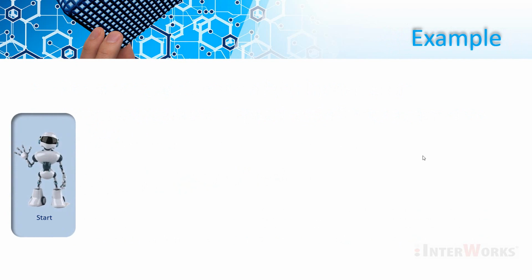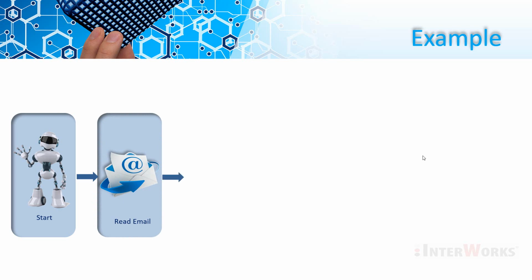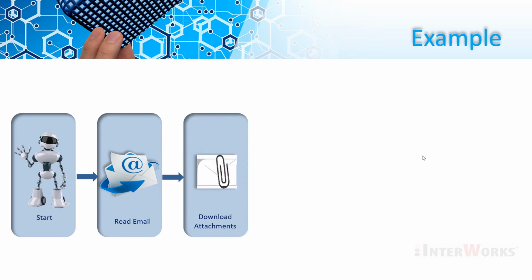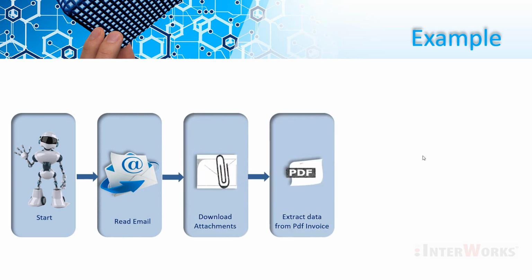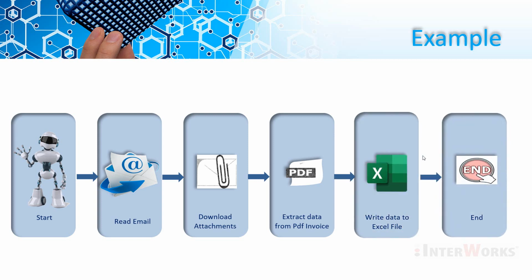The POC that I have created is about creating a bot which will get all unread emails with a specific subject. It will download their attachments, extract the data from the PDF invoice, and write the data to an Excel file. So let's see how it works in Automation Anywhere.